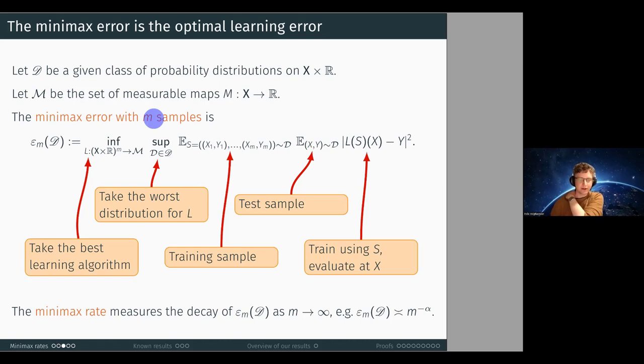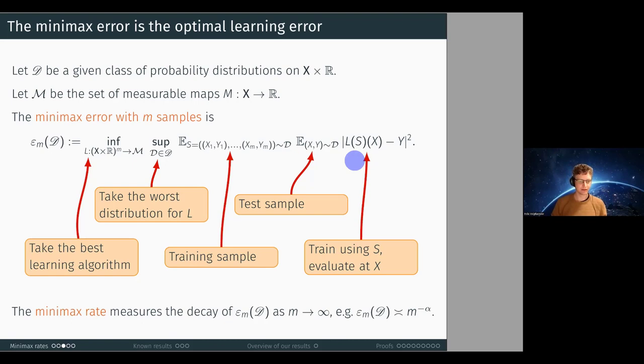Then the minimax error is the best possible error that you can get in the following sense. You minimize over all possible learning algorithms, which given m training samples produce a new classifier. And for the best learning algorithm, you take the worst distribution among the class of distributions that you're considering. You then take the expectation over drawing m training samples from this specific distribution and measure then, in my case, the squared L2 error according to a new sample. So basically what this is measuring is, for the best learning algorithm and the worst distribution, in expectation, how quickly does the squared L2 error go to zero? You could, of course, consider other losses, but in this talk, I'm always going to focus on the squared L2 loss.